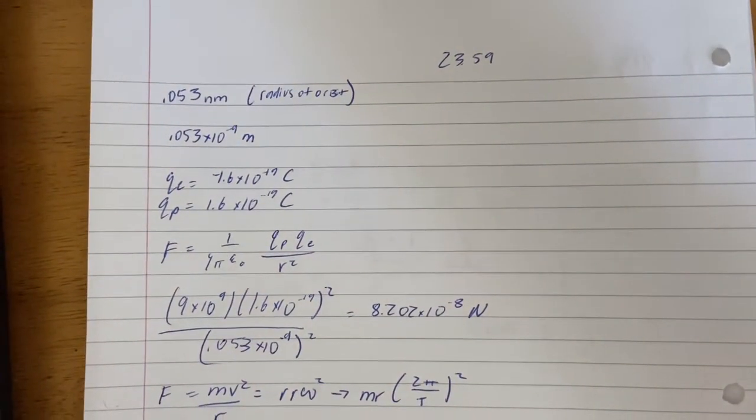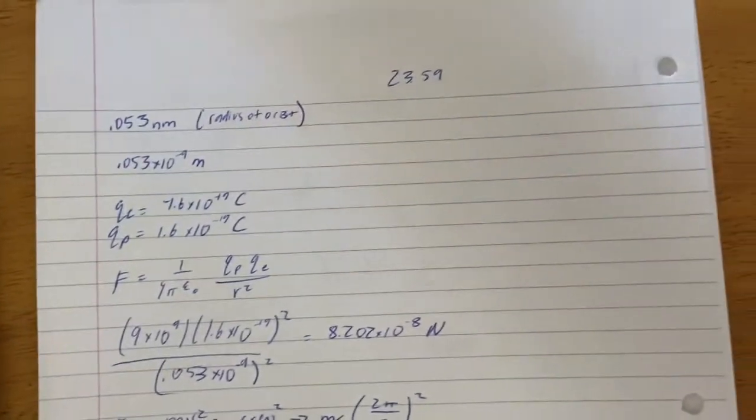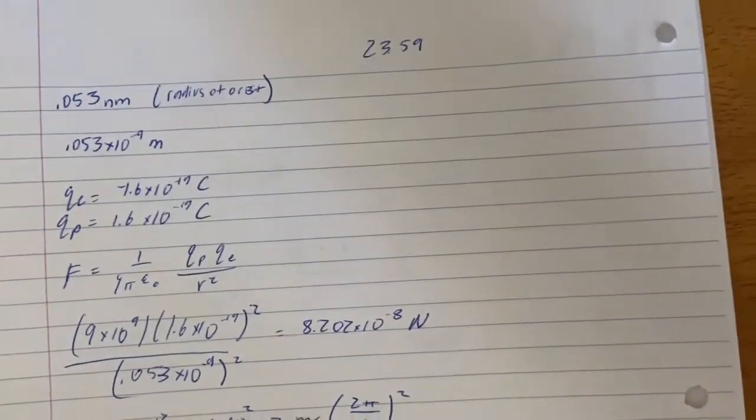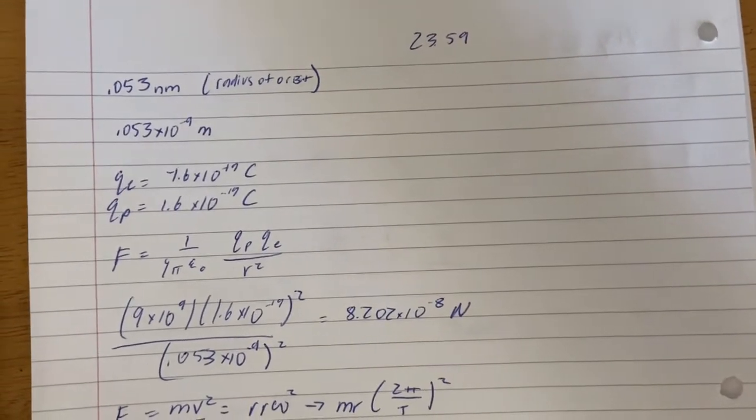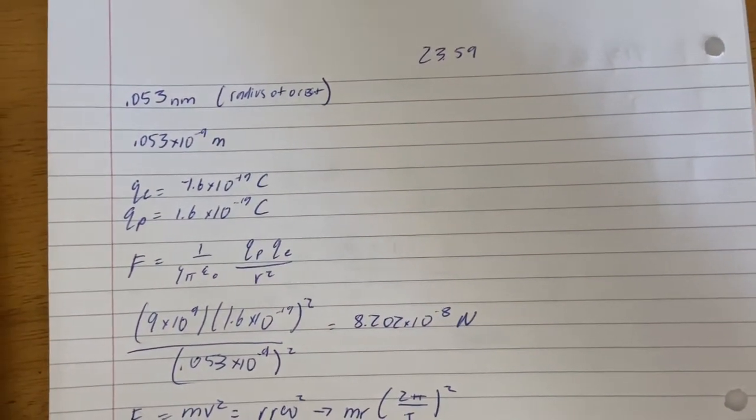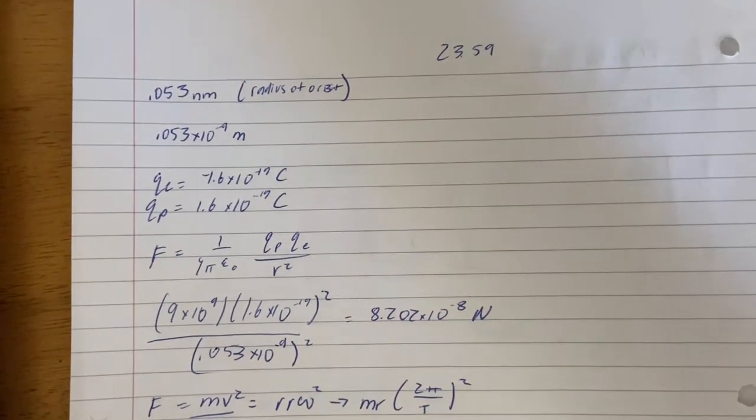So first, just a couple things that we know is the radius of the orbit, which is 0.053 nanometers, or 0.053 times 10 to the negative 9 meters. And we also know the charge of an electron and the charge of a proton.